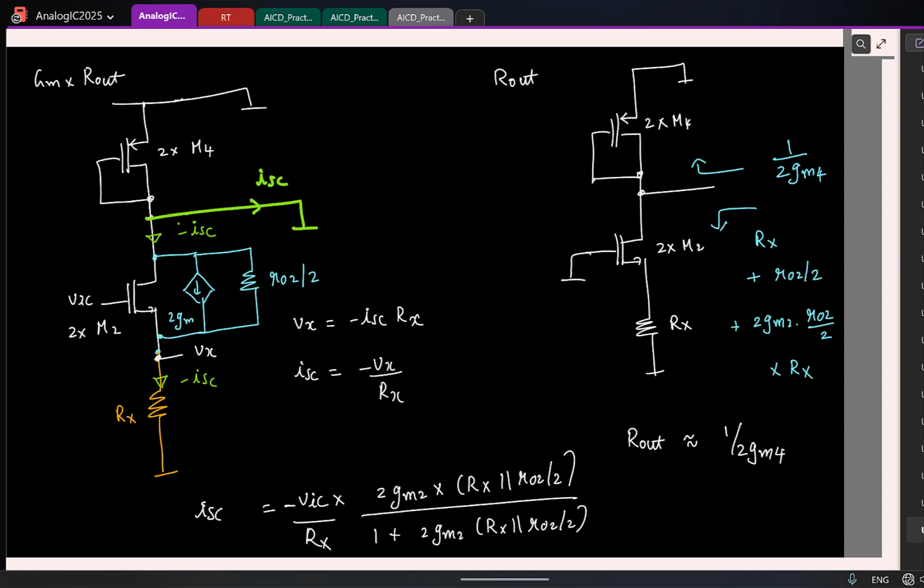Should not be surprising. Cascode we used to make a better current source, so the output resistance should be much larger. So the looking down resistance is much larger than the looking up resistance. So the overall resistance is approximately 1 by 2 gm4. Is it clear?